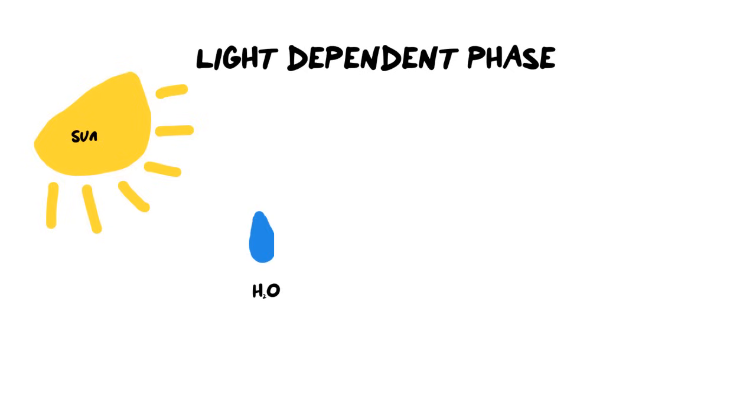So it's a very simple process. Sunlight is going to land on the plant. It's going to be absorbed into the chlorophyll. And this whole process takes place inside the thylakoids. Remember, those are the disc-shaped structures that I spoke about earlier.